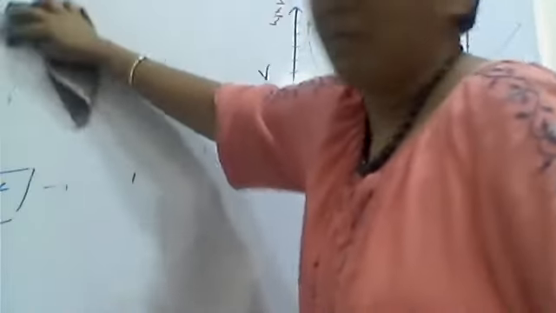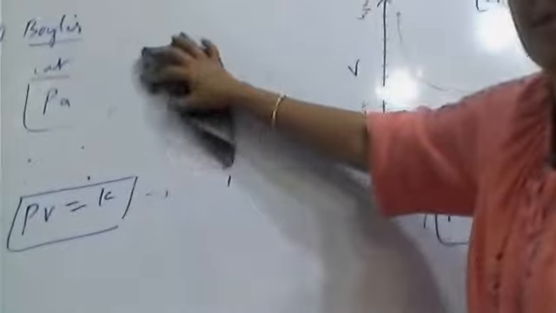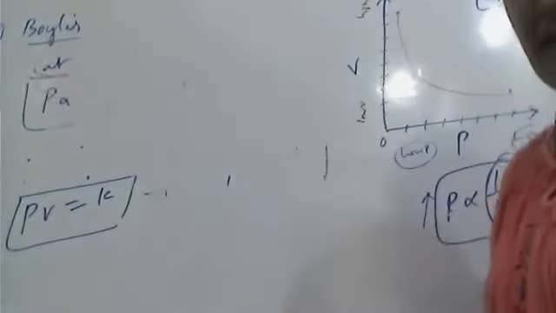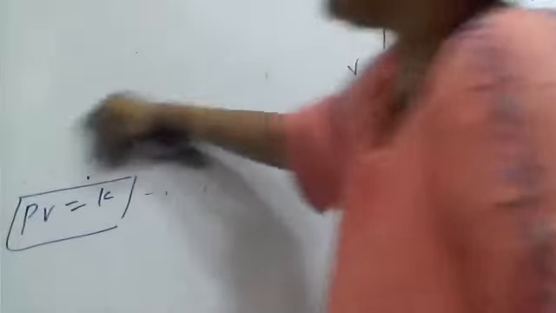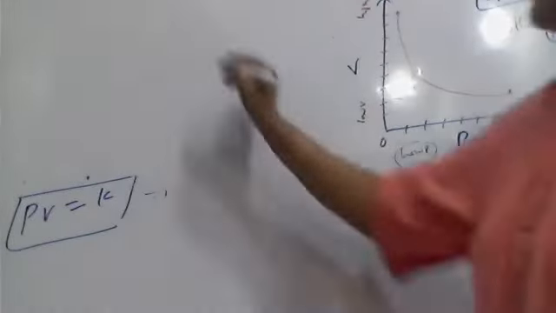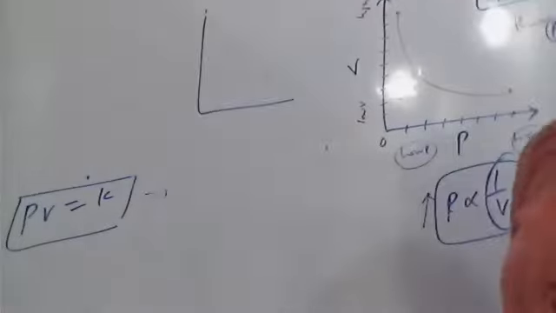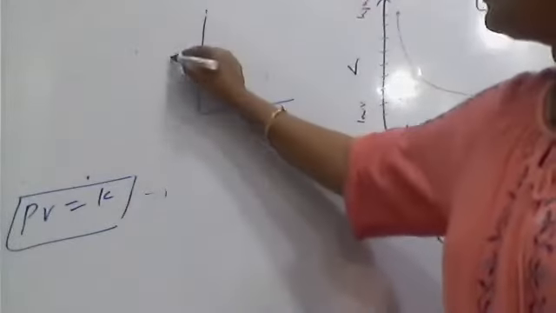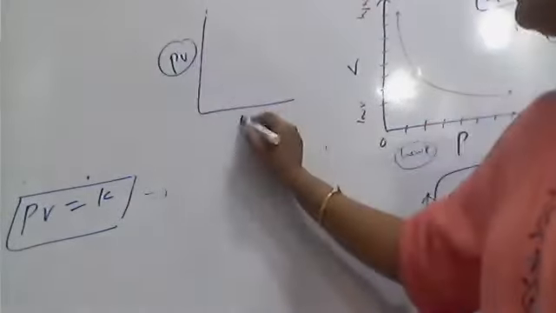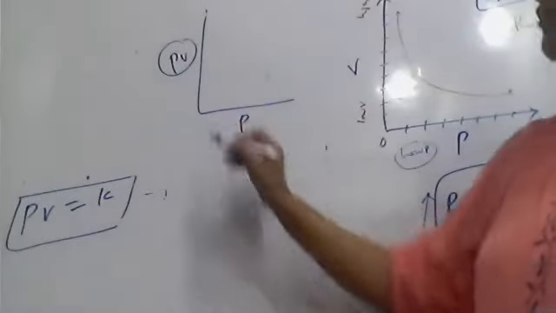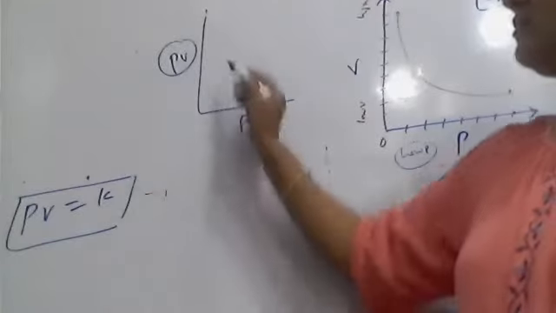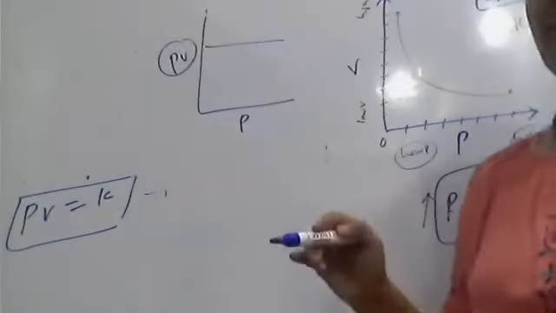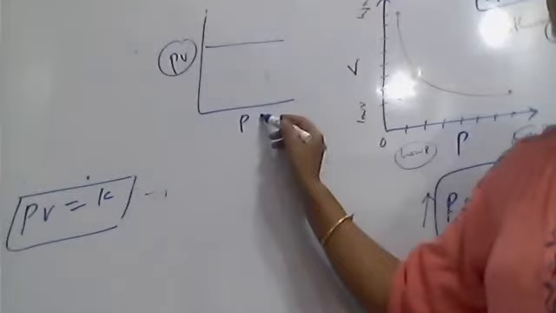Then we'll go for one more. What is the PV product according to Boyle's law? PV is equal to K. So what is the meaning of K? K is a constant. So you can plot PV versus P. At any pressure, the PV is constant. Therefore, you get a straight line which is parallel to the x-axis.